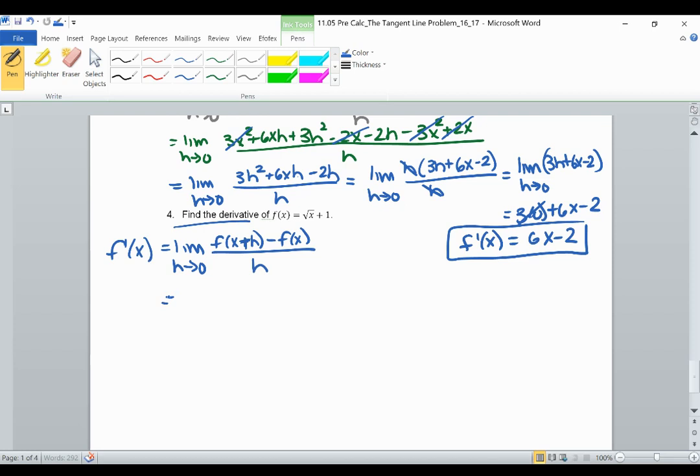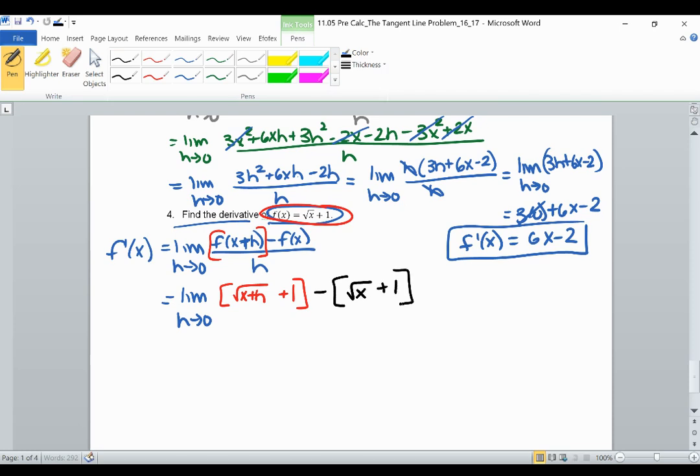Okay, so for this, we're going to take the limit as h approaches 0, and here's our f of x right here. We're going to sub in our x plus h first, so we'll do that in red. In for x, I'm putting x plus h. So my only x is right there. Minus f of x, so nothing's going to change there, all over h.